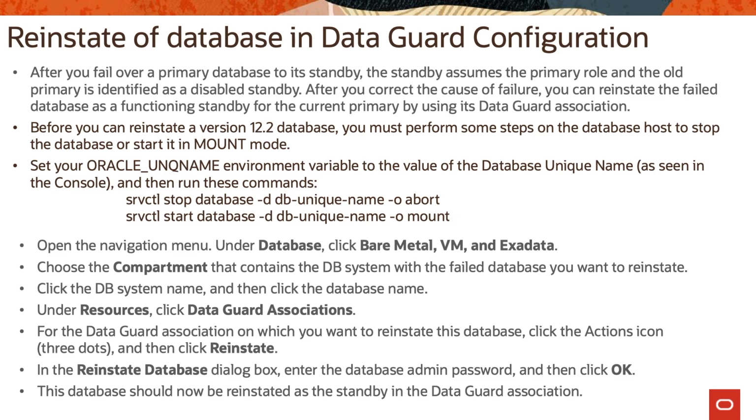After doing these steps, you will open the navigation menu, go again to bare metal VM and Exadata. You will select the compartment, go to DataGuard association, and there you will see an option to use reinstate. In the reinstate database dialog, enter the database admin password and click OK. Providing the admin password is common across all of these activities, like switchover, failover, as well as reinstate. And the database should be able to reinstate as the standby in the DataGuard association.